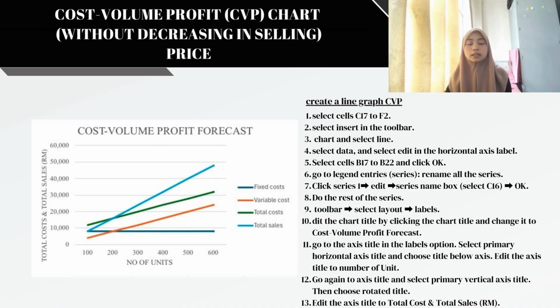Next, select Series 2. Click Edit. In the series name, select D16, then click OK. Do the rest of the series. For series 3, select E16 and for series 4, select F16. Then click OK and we get the CVP graph as shown.